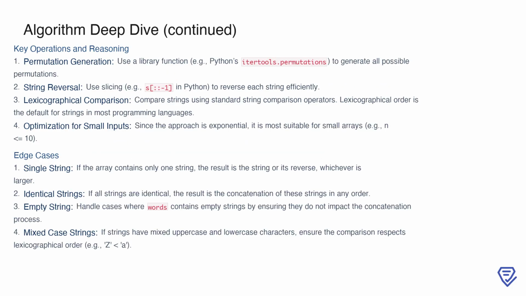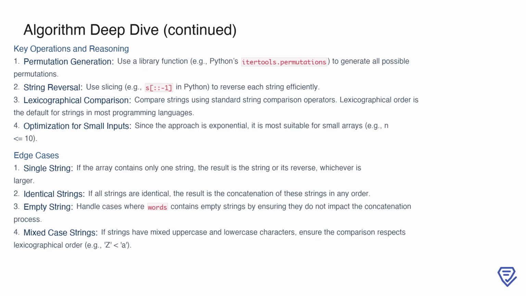The algorithm relies on a few key operations and reasoning steps. First, generating permutations can be efficiently handled using a library function, such as Python's itertools.permutations. Reversing strings is straightforward using slicing, like s[::-1] in Python.